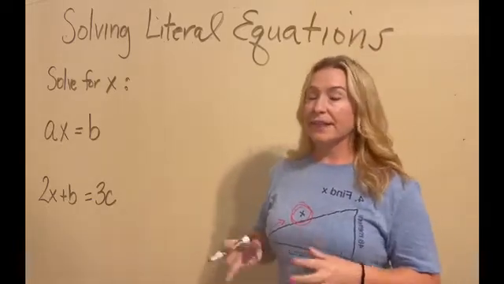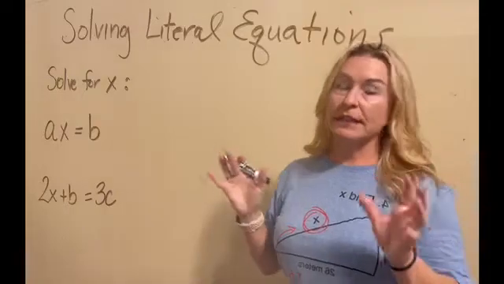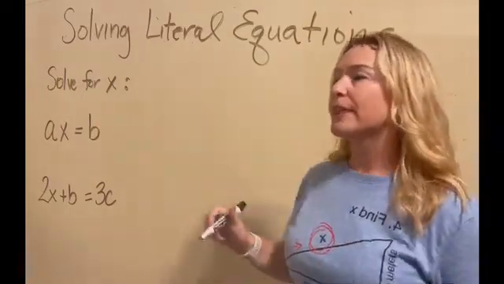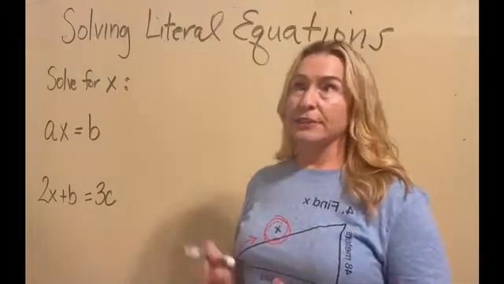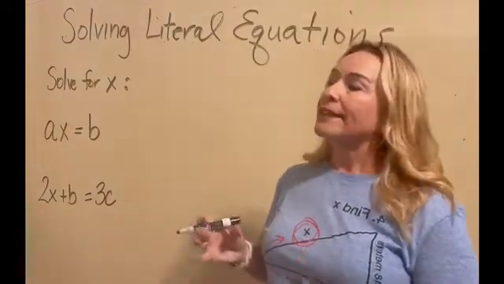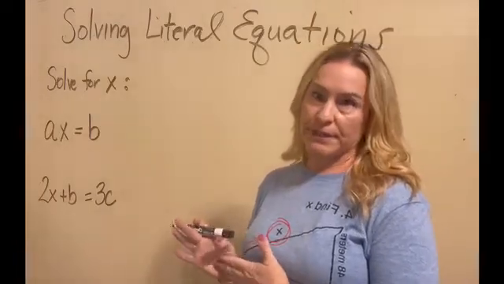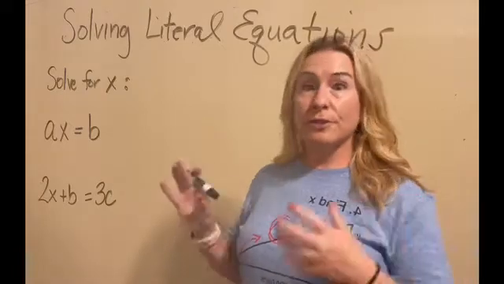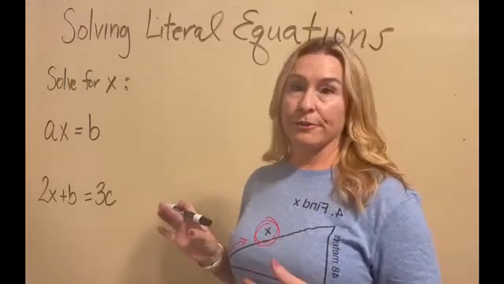I like to say it's kind of like rearranging the furniture. We're not getting rid of anything. We're just going to move it around, okay? We're going to solve these for x. Go back to your understanding of Please Excuse My Dear Aunt Sally. So we know that parentheses, exponents, and then we multiply, divide, and then add and subtract. We're going to undo all of those operations and work in reverse.